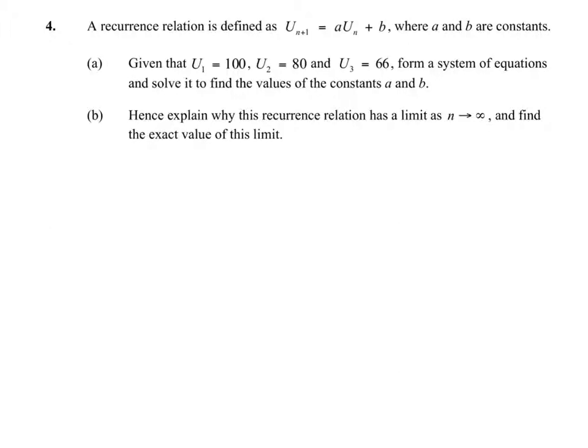Question number 4. A recurrence relation is defined as u(n+1) equals a times u(n) plus b, where a and b are constants. Part A, given that u1 equals 100, u2 equals 80, and u3 equals 66, form a system of equations and solve it to find the values of the constants a and b.